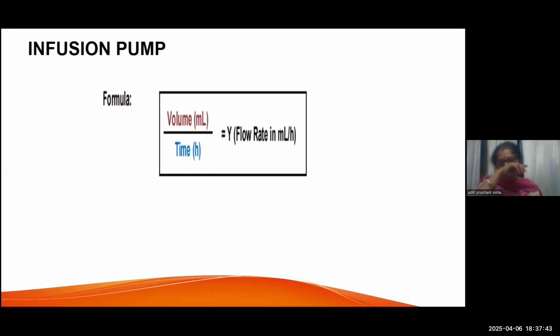So here your formula is again the same, that is volume in ml divided by time in hours. Here you don't have minutes. Why? Because you don't have a drop factor. So here you take the formula as within hours only. You don't have to convert it into minutes, and you're going to get a flow rate in ml per hour.